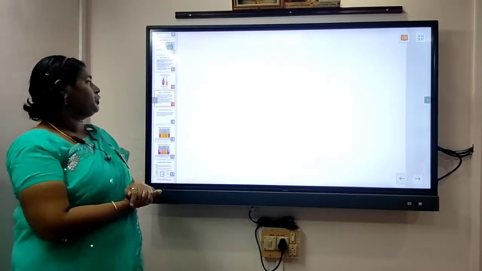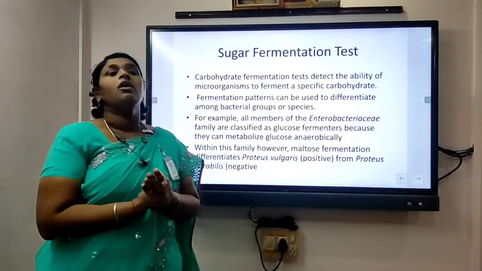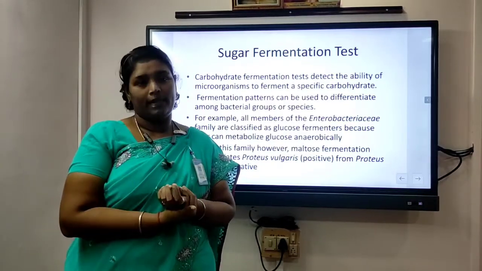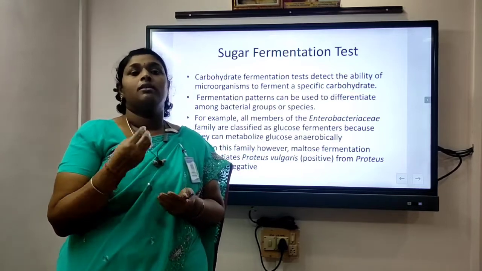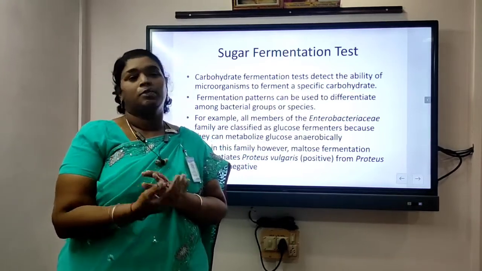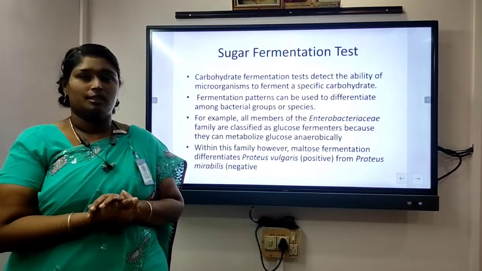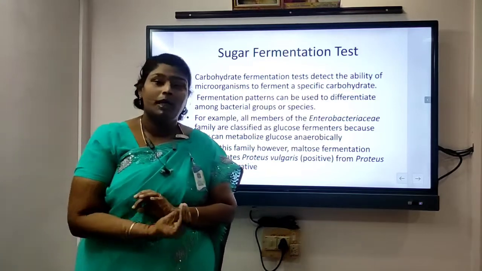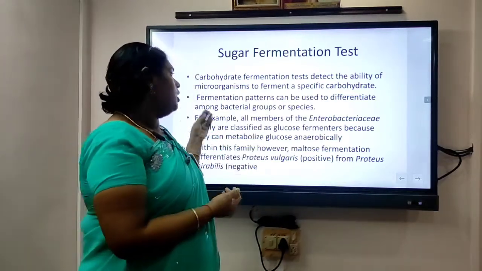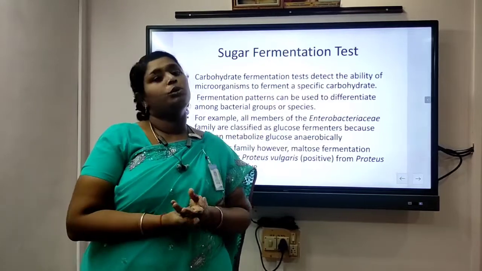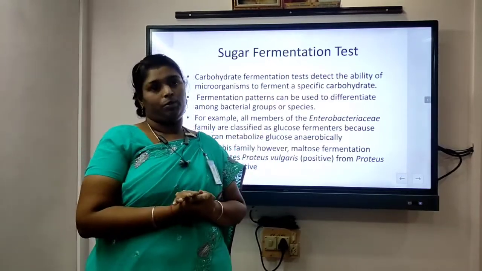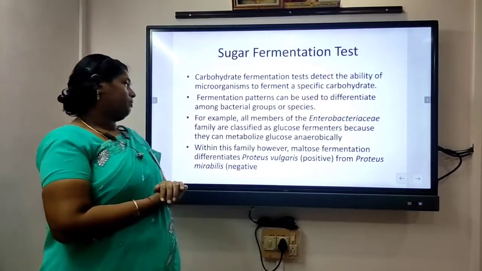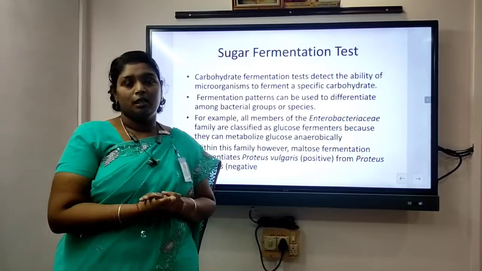So next test is the sugar utilization test. We know that all the organisms have the ability to utilize carbohydrates for their metabolic activities. Glucose is the common sugar utilized by all the organisms because it is a simple sugar, so all organisms have the ability to metabolize and ferment glucose. In the case of the Enterobacteriaceae family, all the members have an ability of utilizing glucose.